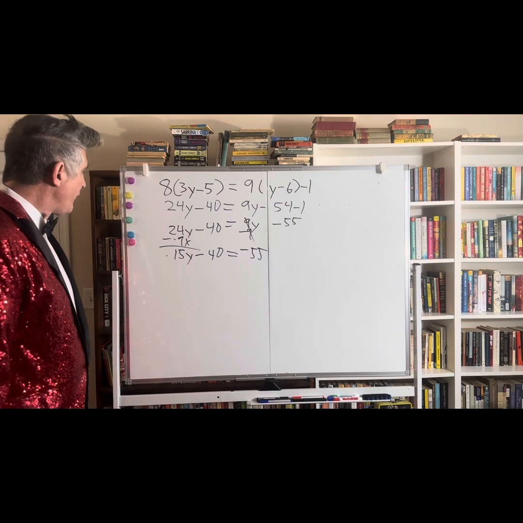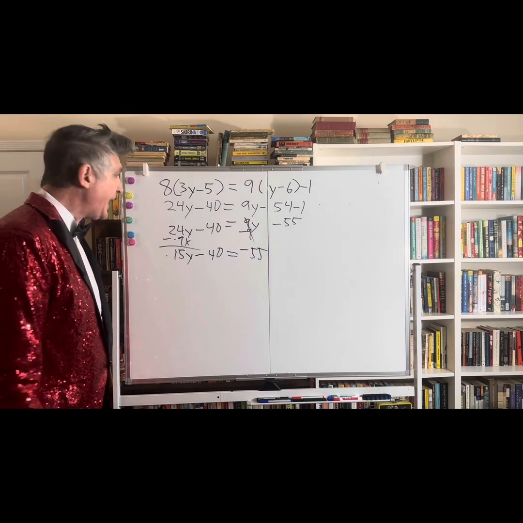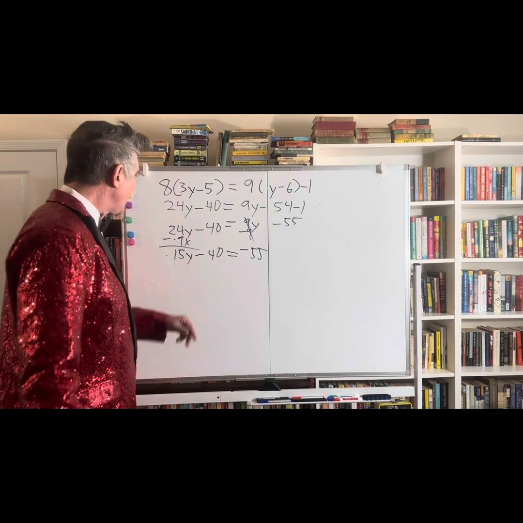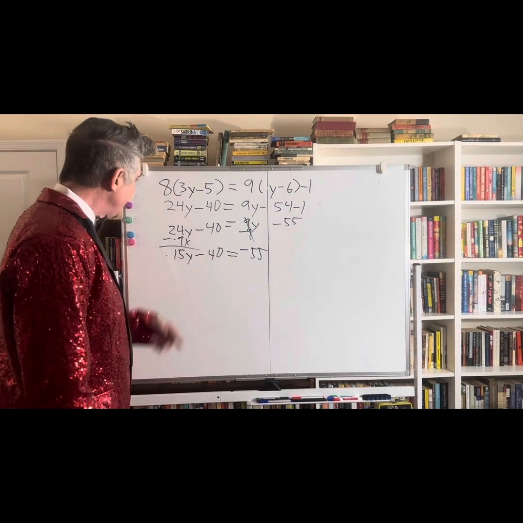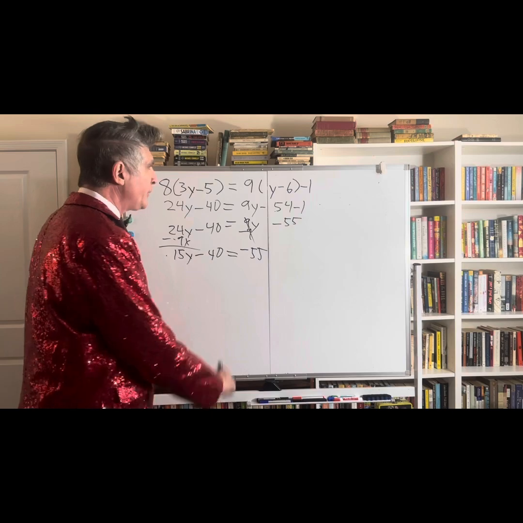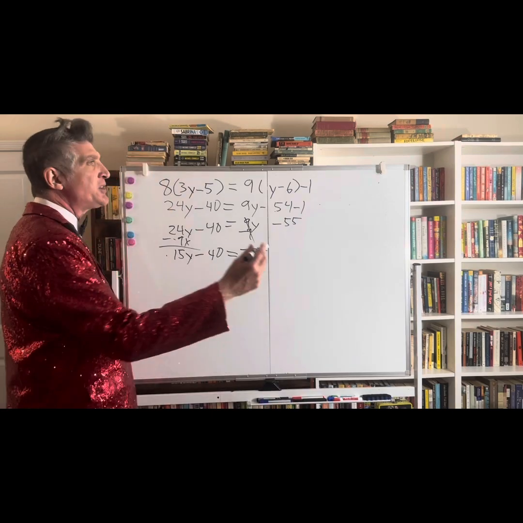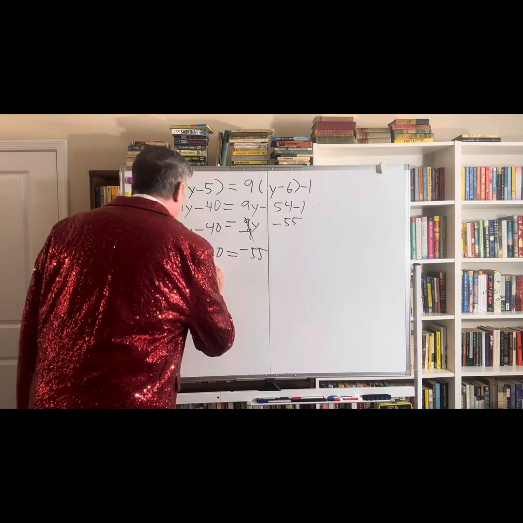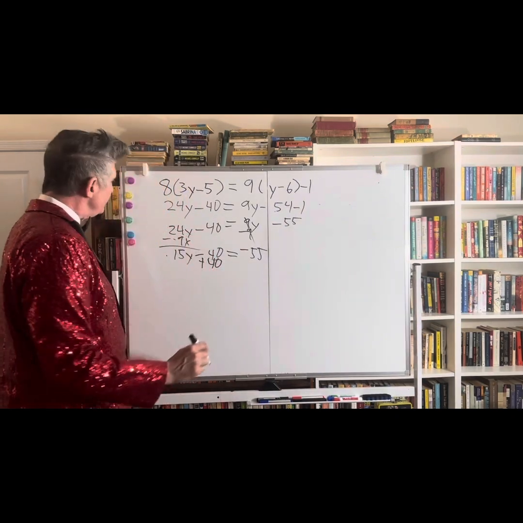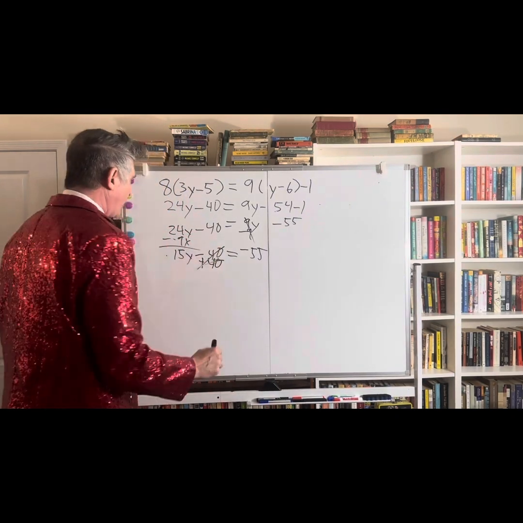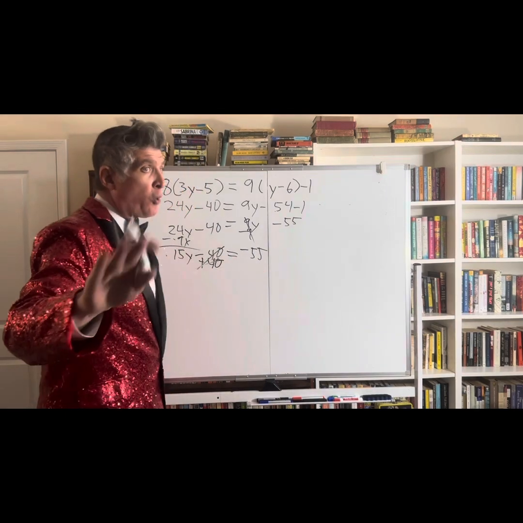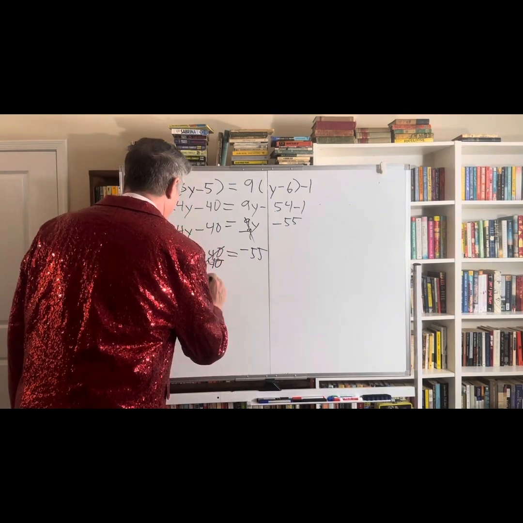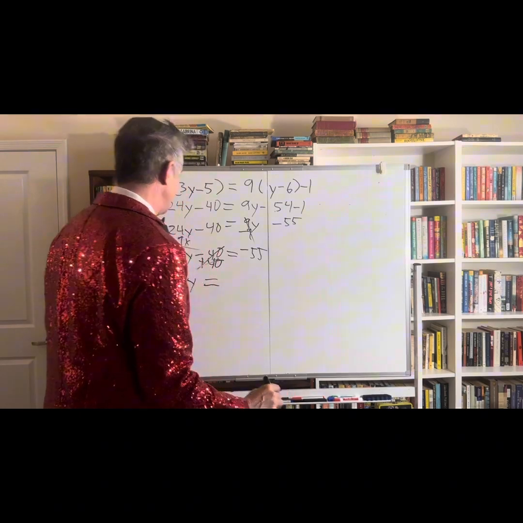Well, looking at this, what do we got? We know we want to solve for y. We want to isolate y. How do we do that? Well, we've got that negative 40 in our way. So let's get rid of the negative 40. Inverse operations again. So let's add the 40 over here. What does that do? Yep, cancels that out. No more 40s. So that leaves us with 15y over here, and that is equal to what?